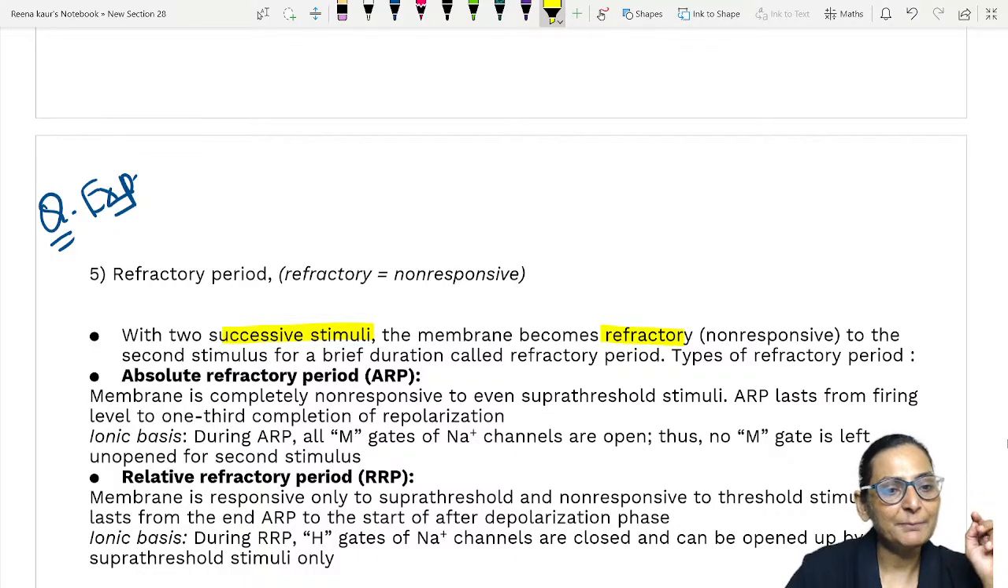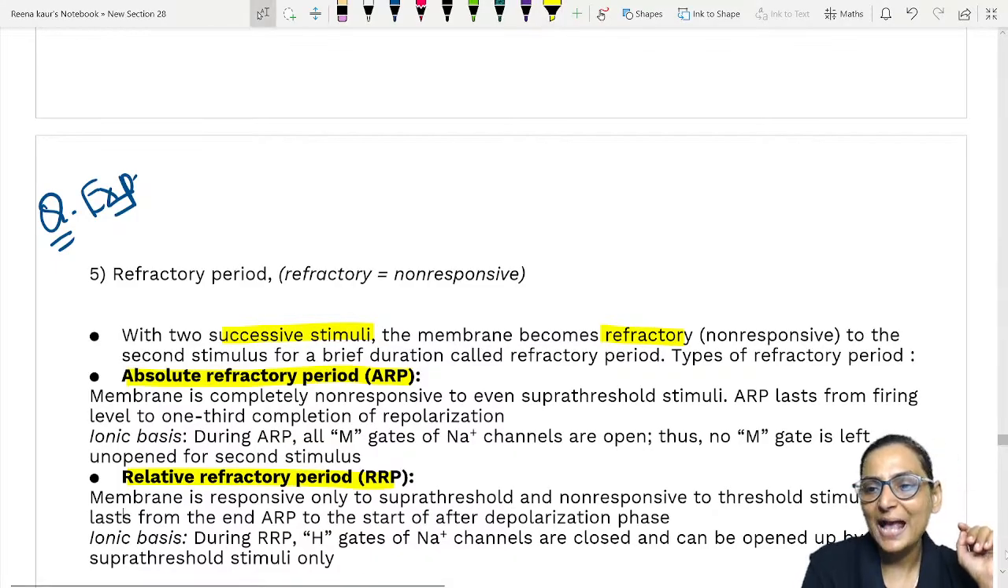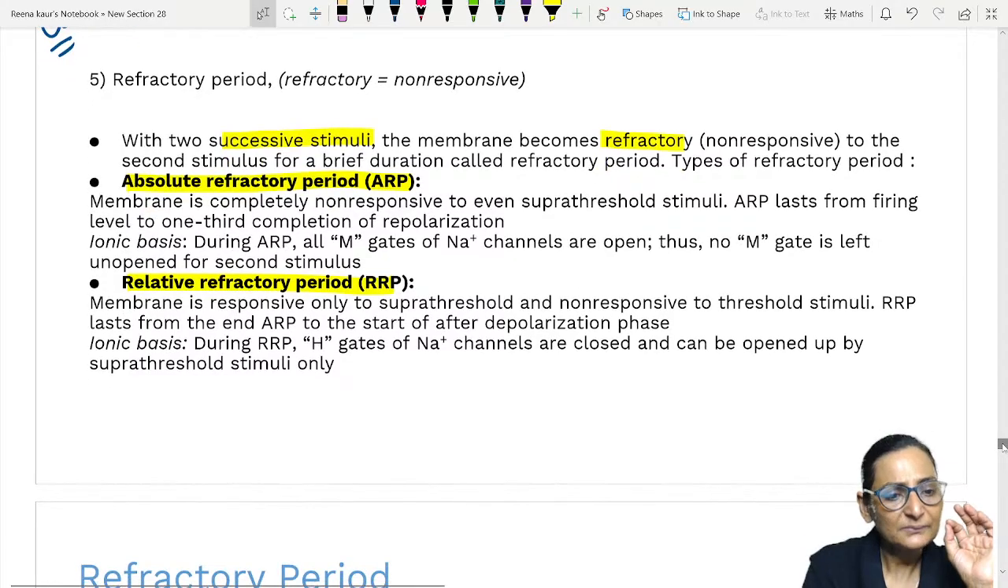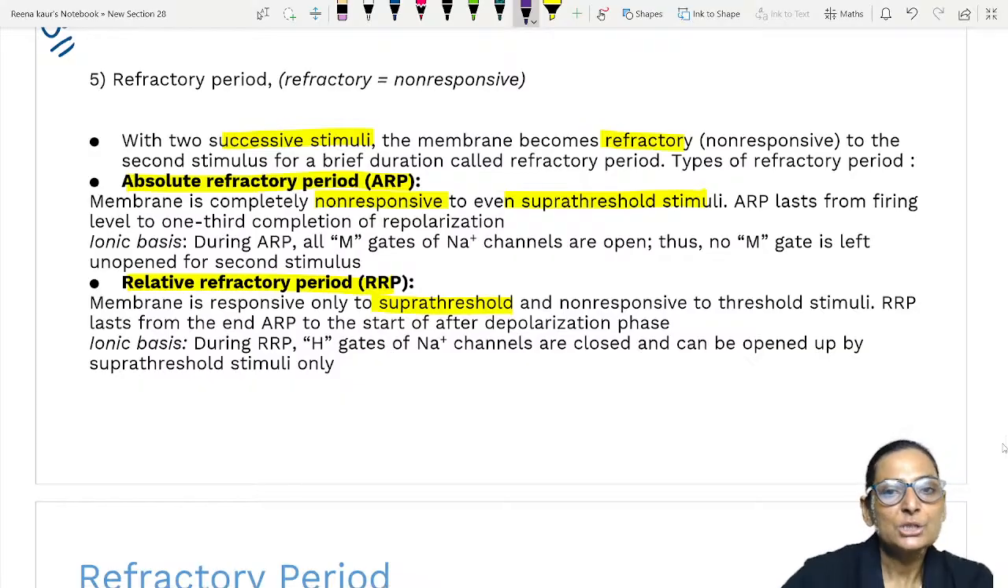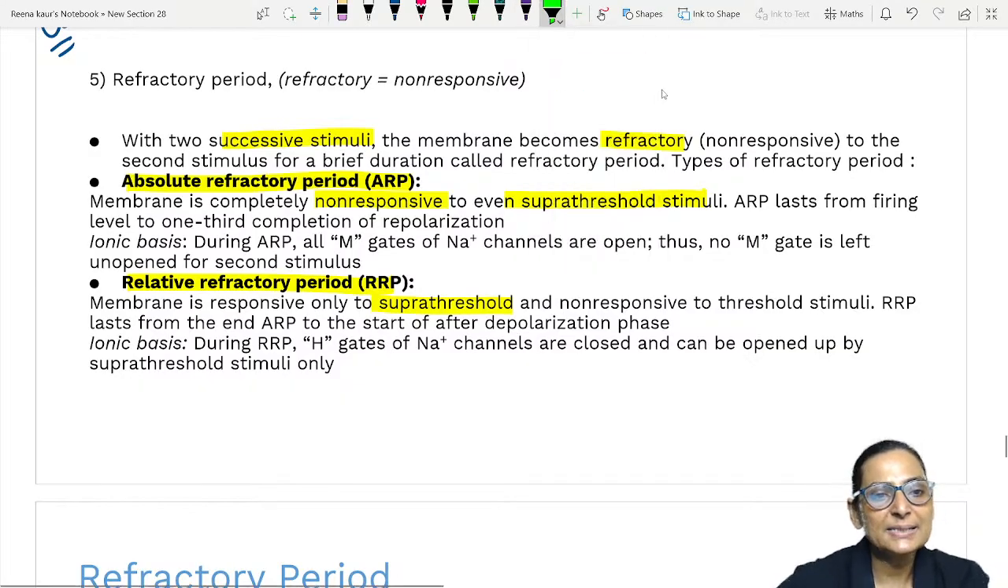This refractory period can be absolute refractory period and relative refractory period. So what is absolute? Absolute matlab the membrane is totally non-responsive and it will not give a response even to a supra-threshold stimulus. We will understand the causes. Relative refractory period mein the membrane will give a response only to a supra-threshold stimulus, right? Not beyond that. So the absolute refractory period, ये कहाँ से कहाँ तक होता है?